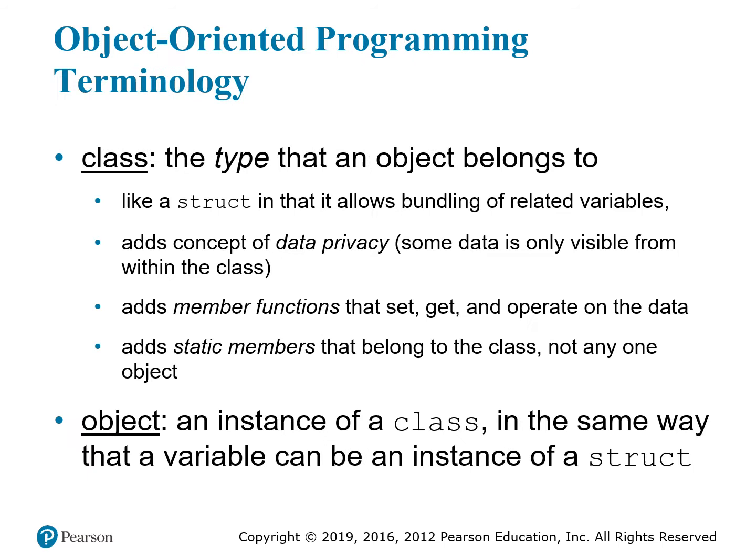Okay, so now that I've sold you on object-oriented programming, what's the terminology? There are two words that we're going to use in this presentation that you may think are kind of interchangeable, or at least you're not sure what the difference between them is. A class is the type that an object belongs to. It's like a struct in that it allows bundling related variables.